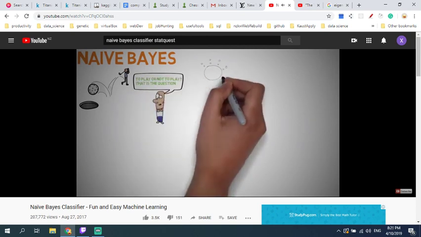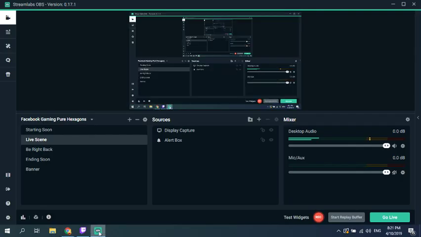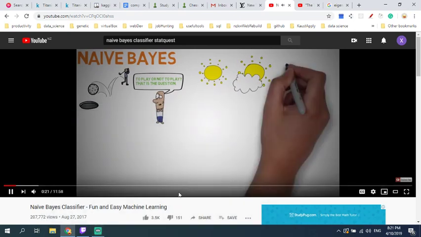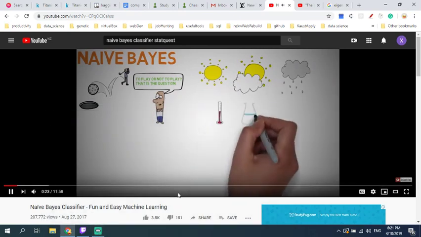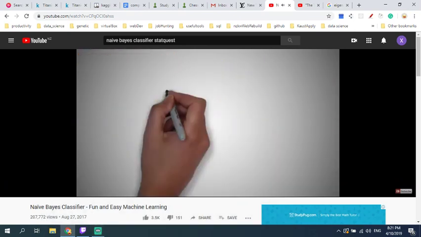These features are weather conditions or outlook, if it's sunny, overcast or rainy. There's also temperature, humidity and wind.